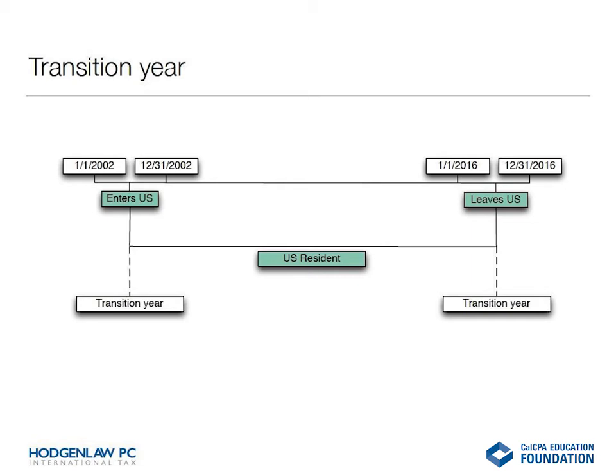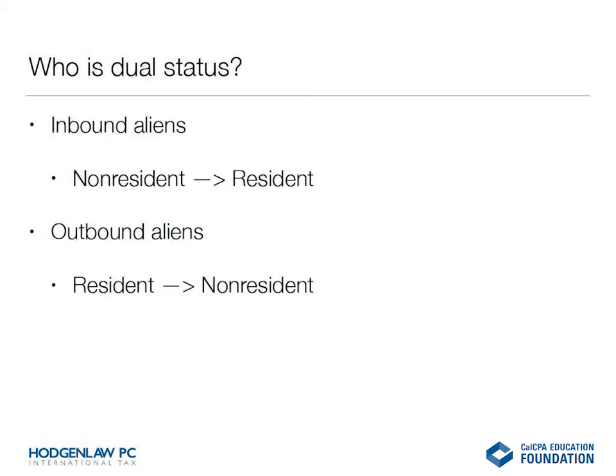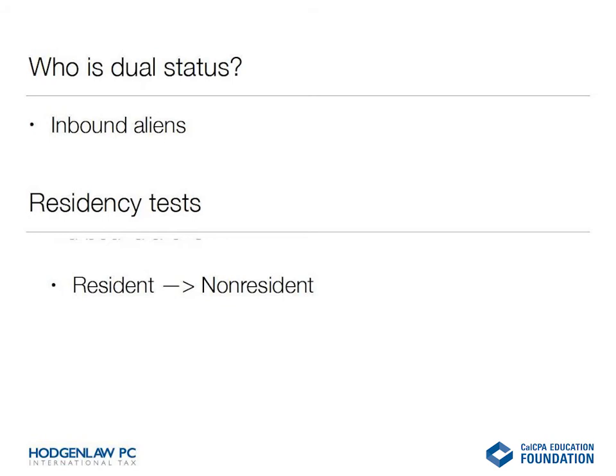So dual status returns are what happens when, say in 2002, someone in the middle of the year becomes a tax resident of the U.S. They're flipping from non-resident to resident status, so they might be filing a dual status return for that year. Then in 2016, from the previous slide, when they're going from resident to non-resident status, again, they might be filing a dual status return in that year. It would just show the opposite type of transition.